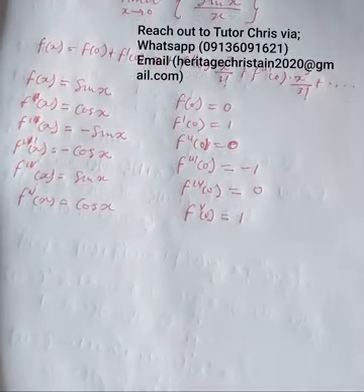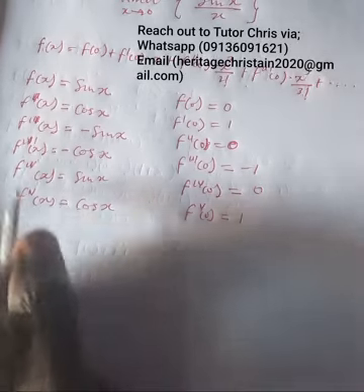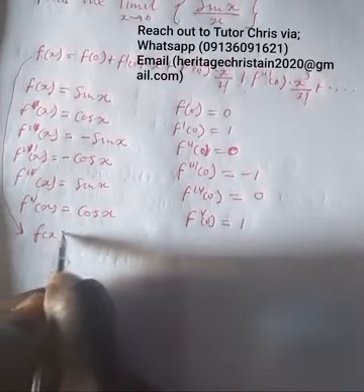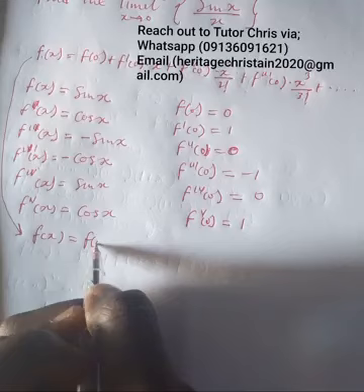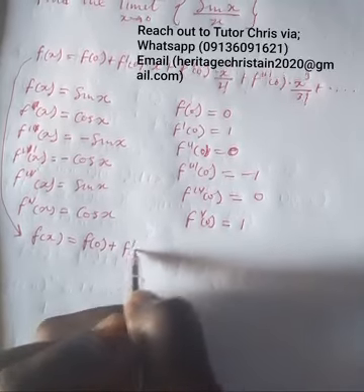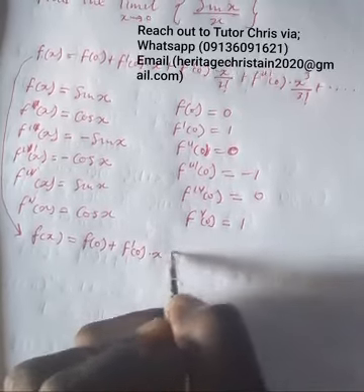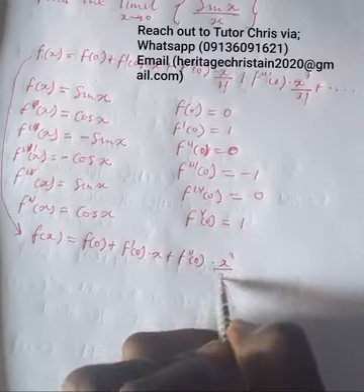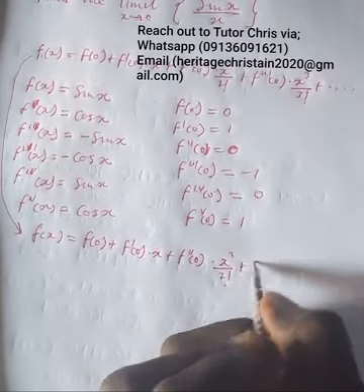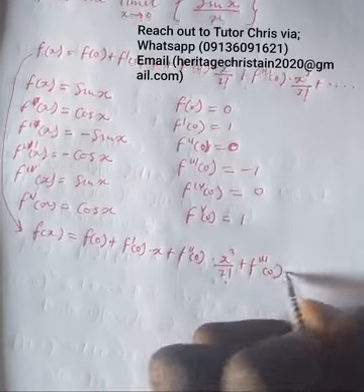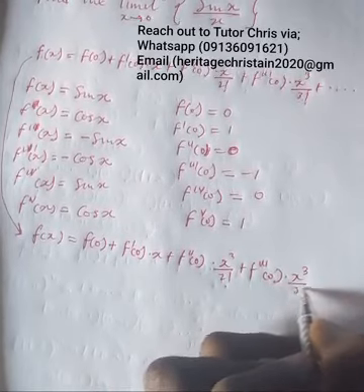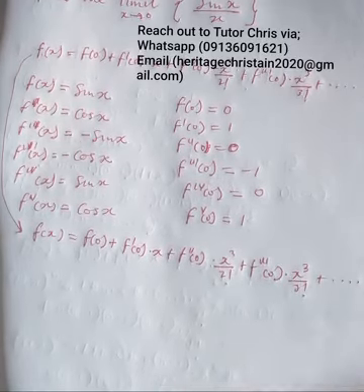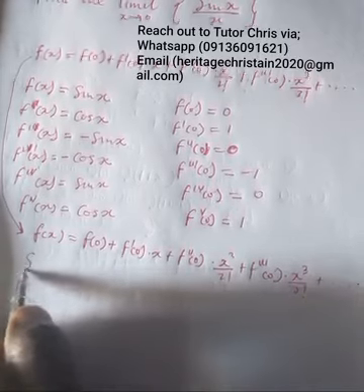All right, let's move on. Now I want to substitute these values into the Maclaurin series, which is f of x equals f of 0 plus f prime of 0 multiplied by x plus f double prime of 0 multiplied by x to the power of 2 over 2 factorial plus f triple prime of 0 multiplied by x to the power of 3 over 3 factorial, plus dot dot dot. It continues like that. Now our f of x is sine x.